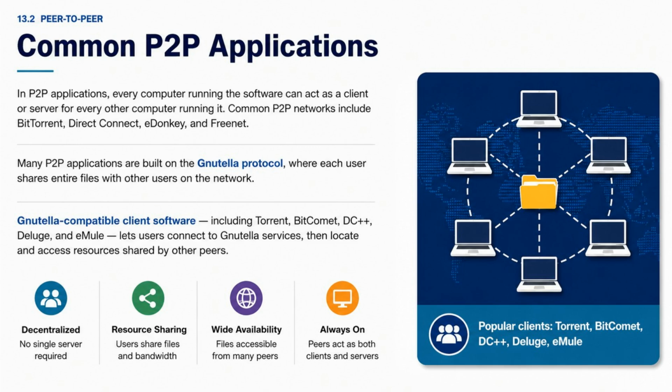Common P2P networks named on screen: BitTorrent, Direct Connect, eDonkey, Freenet, many built on the Gnutella protocol, where users share entire files with each other. Gnutella-compatible clients include BitTorrent, BitComet, DC++, Deluge, eMule. These let users connect, locate, and access resources shared by other peers on the network.